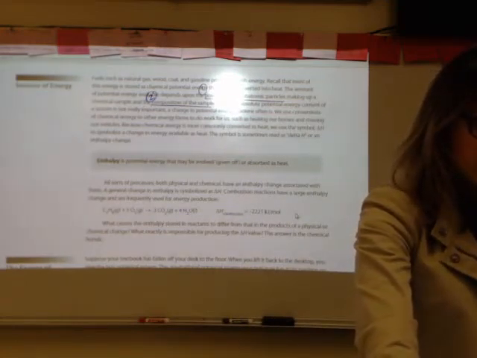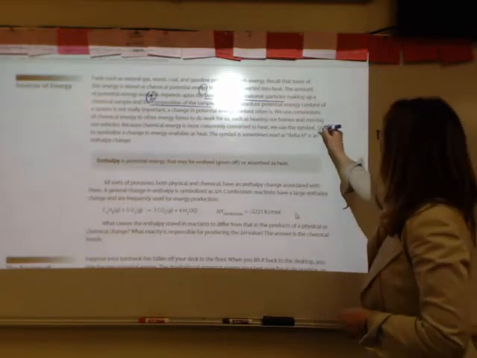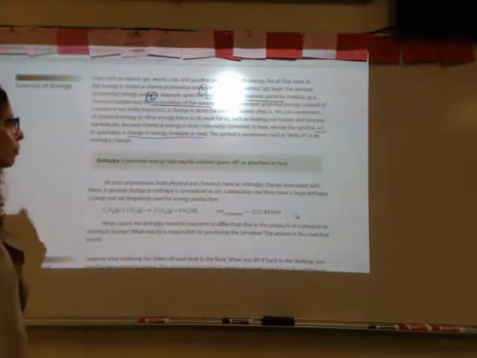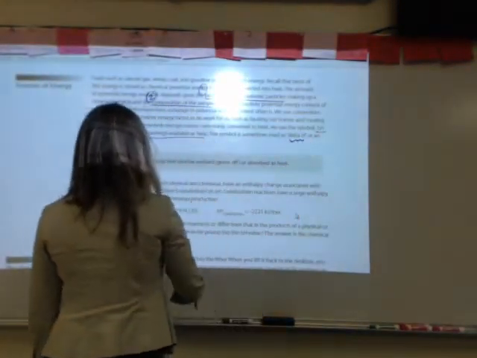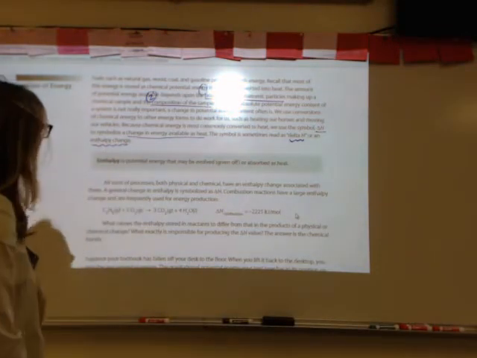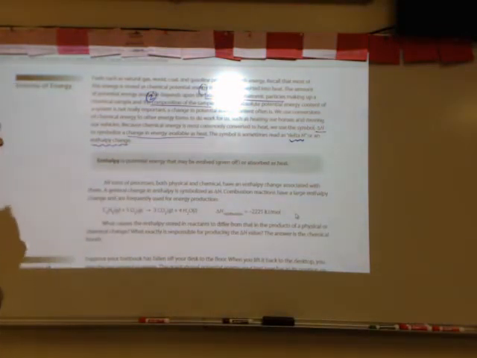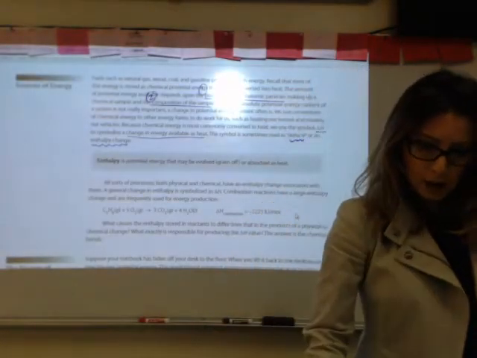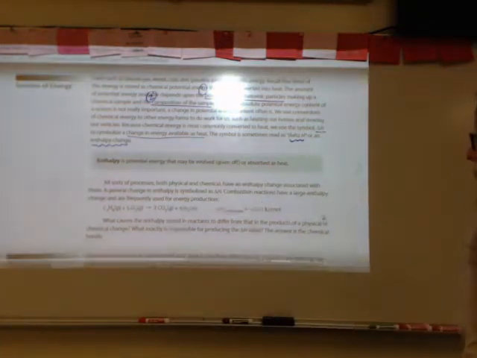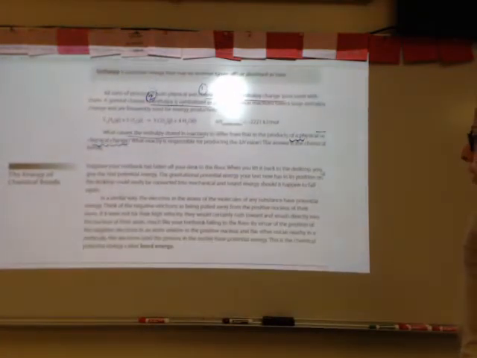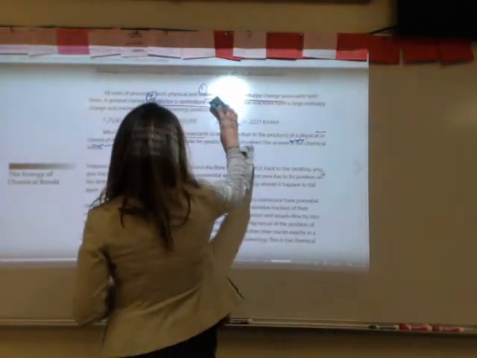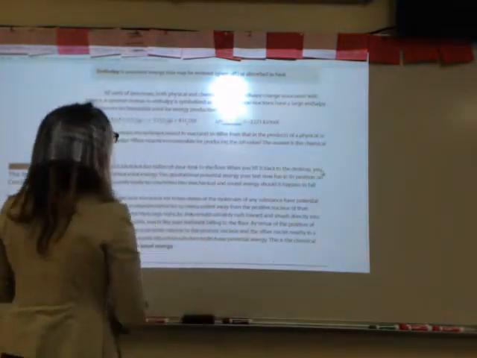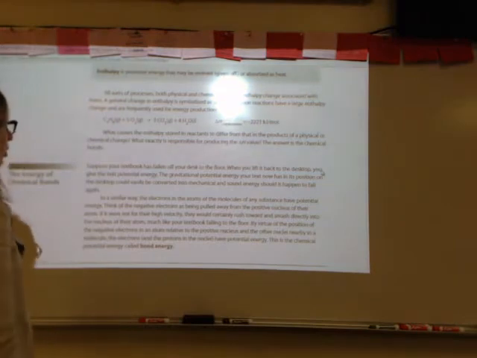Delta H is what we use to symbolize the change in energy that's available as heat. It is sometimes read as delta H or enthalpy change. So enthalpy is potential energy that can be given off or absorbed as heat. And if you take a look here, there are all sorts of physical and chemical processes, like melting ice or decomposing water into hydrogen and oxygen, that have enthalpy changes associated with them.